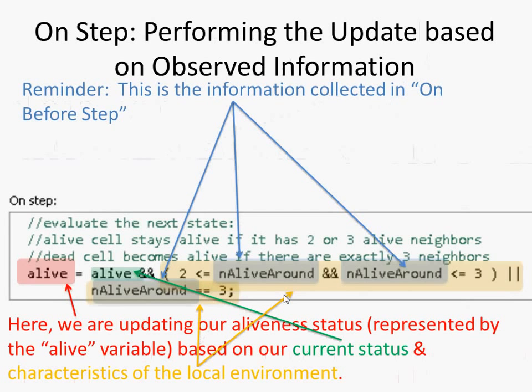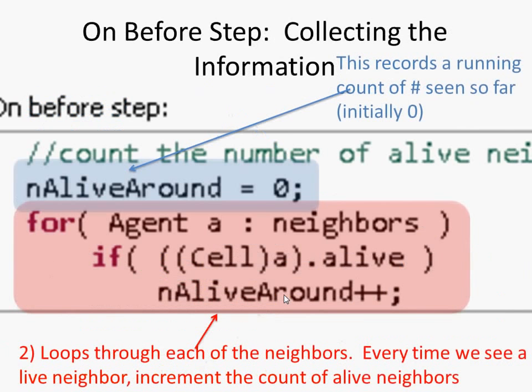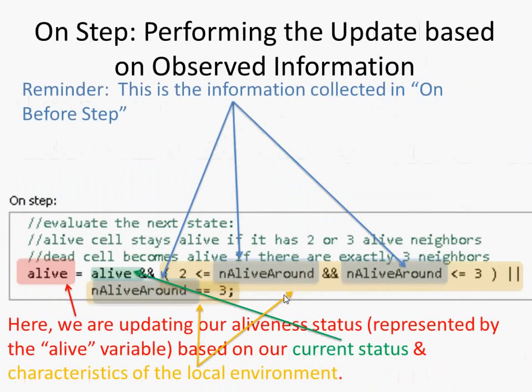So, we have information we computed in the on before step. What was that information that we computed? The job of that on before step, what did it compute? Yeah, how many live neighbors? N alive around. That's the number of ones right around me. In other words, if I'm here, how many around here are alive? It's either 0, 1, 2, 3, or 4. Given that we already computed that, where do we store that information? We stored it within our N alive, so it's still around.